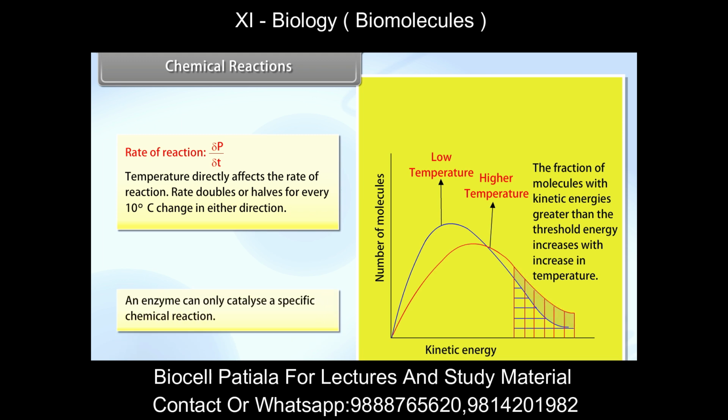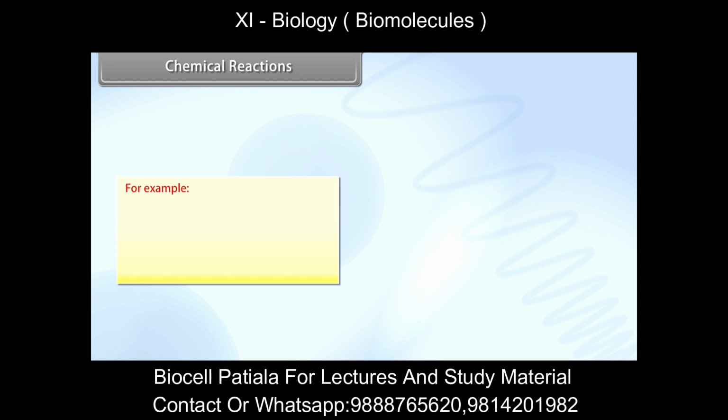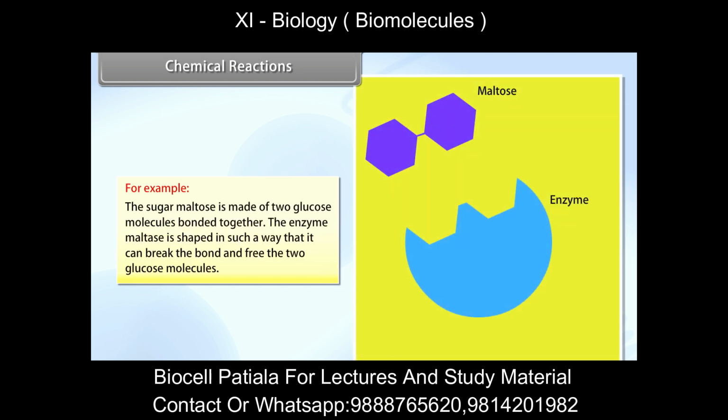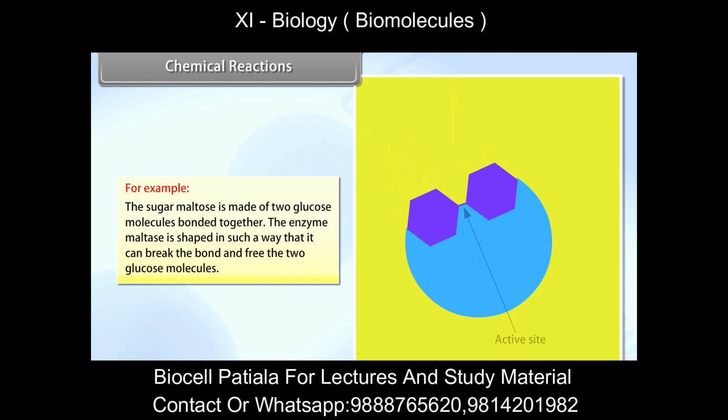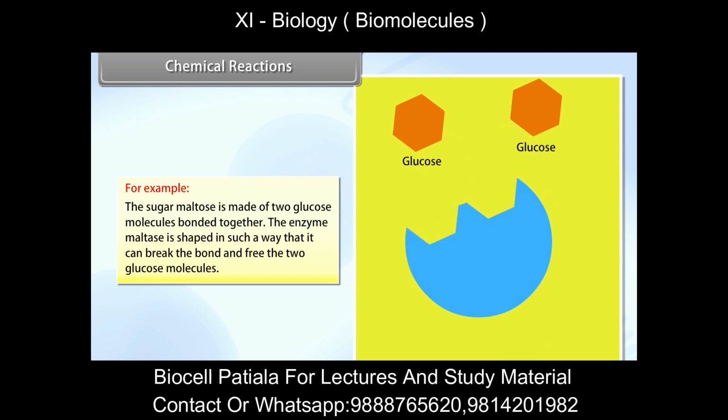An enzyme can only catalyze a specific chemical reaction. For example, the sugar maltose is made of two glucose molecules bonded together. The enzyme maltase is shaped in such a way that it can break the bond and free the two glucose molecules.